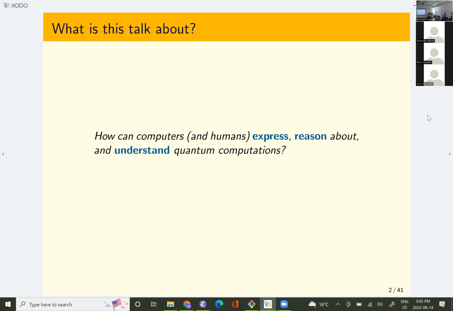Okay, so what is this talk about? You can see the title there. This talk is really about how computers, and also humans, but specifically computers, can express, reason about, and understand quantum computations. We want computers to be able to reason about quantum computations so that they can do things like optimize quantum circuits, or verify quantum computations. Humans are very good at this kind of reasoning, but computers are not always the best at reasoning about quantum circuits, for example. Being able to find the next optimization that reduces your T count by 90%, something like that.